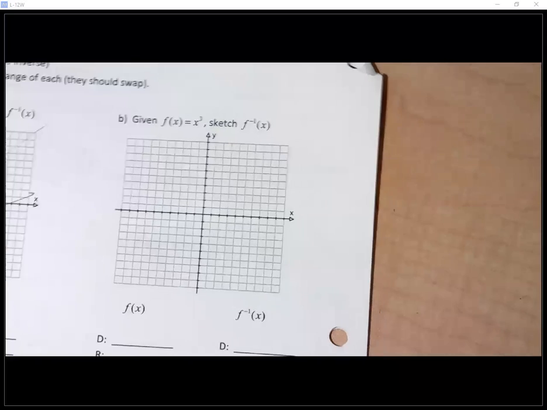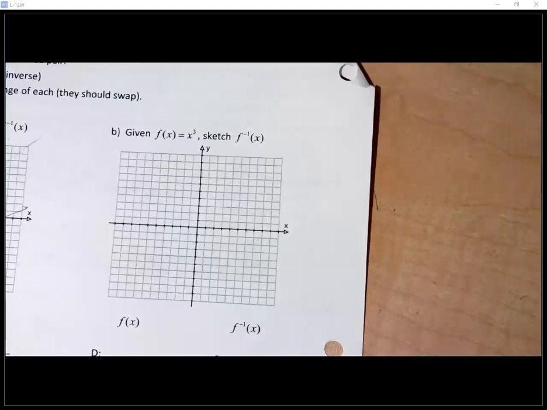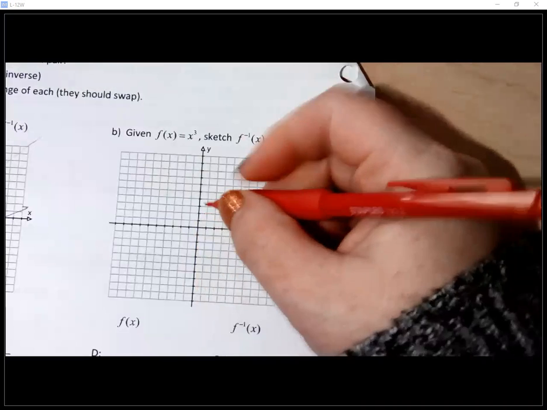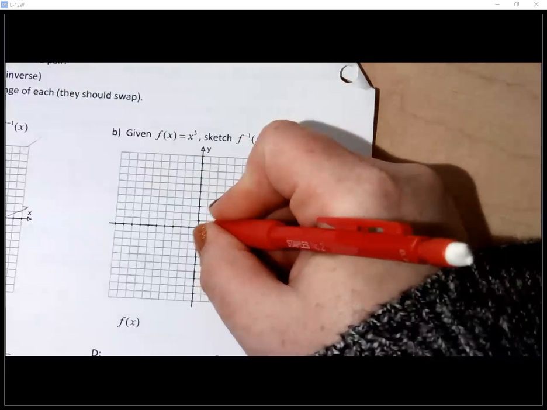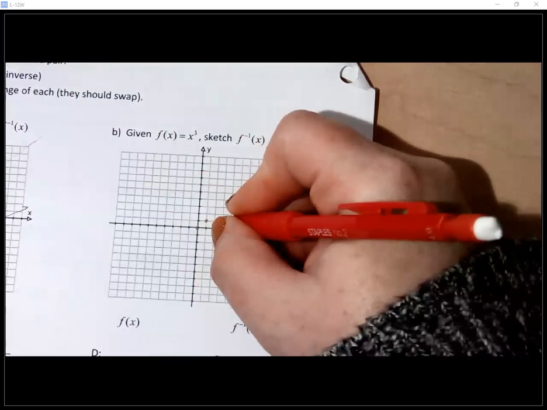So let's try B. First we need to sketch the original. Where do I even start? What does that look like? Yes, that's an S shape. I literally just plug in points. If I plug in 0, 0 cubed is 0. If I plug in 1, 1 cubed is 1. If I plug in 2, though, 2 cubed is 8, isn't it?